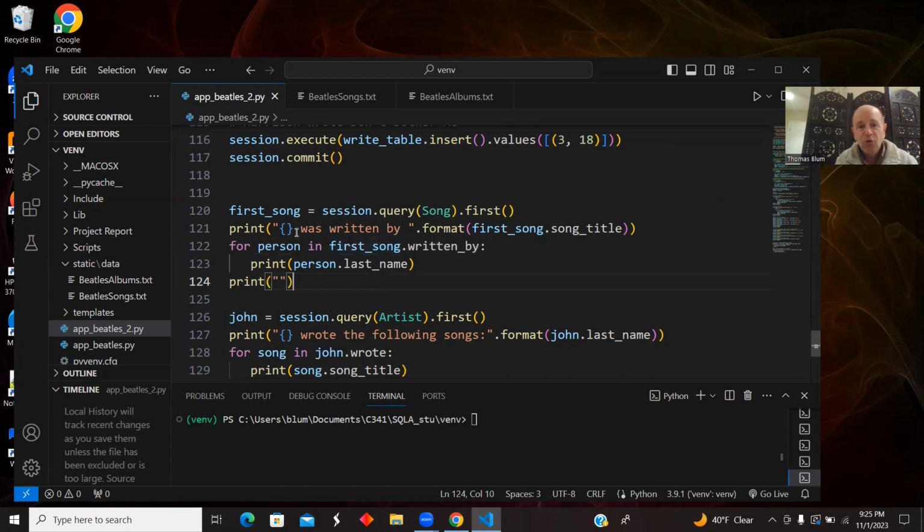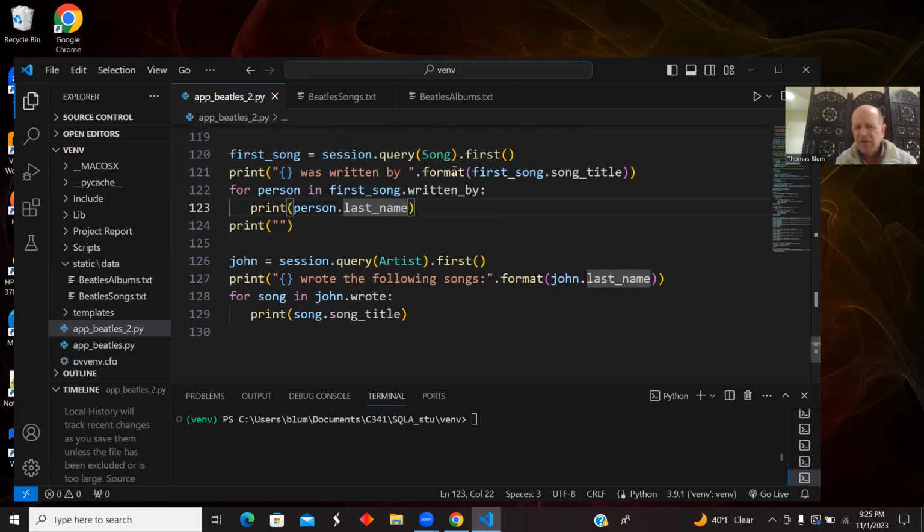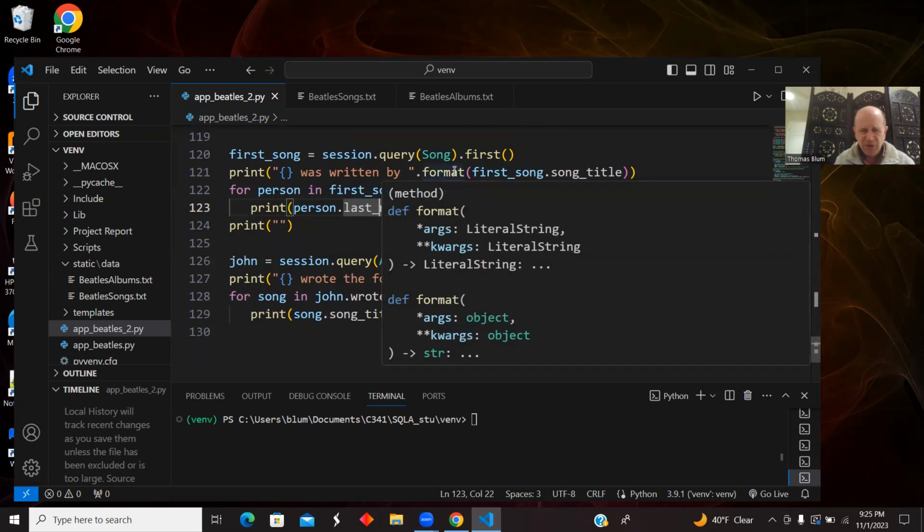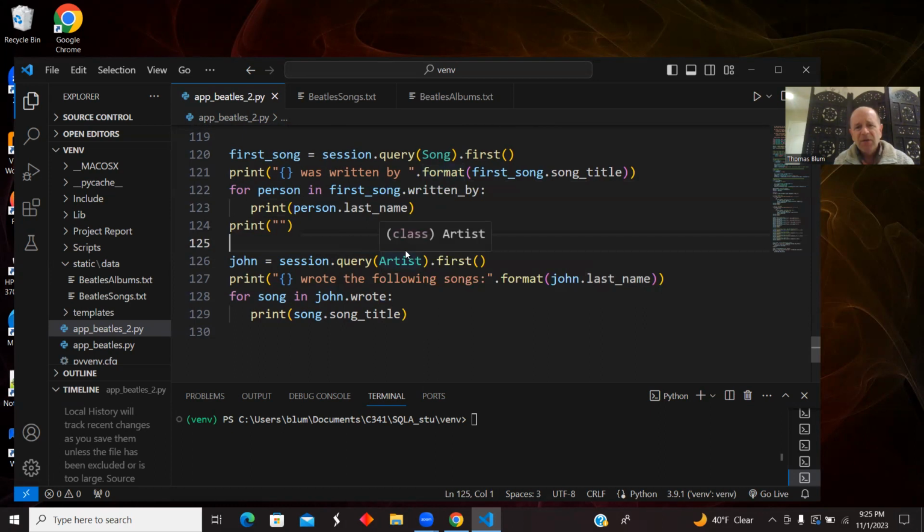And I will have, through the idea of the relationship that I called for the song, I called the relationship written by, but I have access to the properties of the artist, like last name. So I had done the song album relationships in the previous one. They have not changed. So I'm focusing on this new many-to-many relationship. And here I've queried the artist, and I've grabbed the first artist. So that is John.